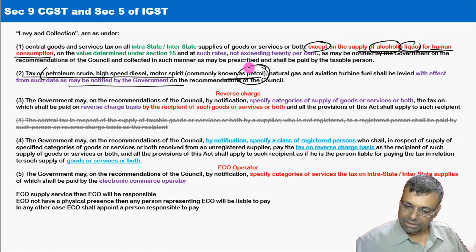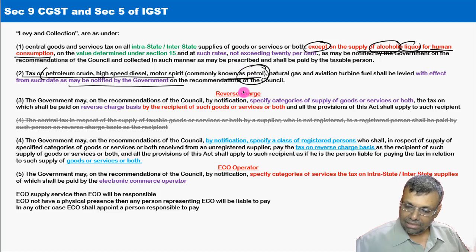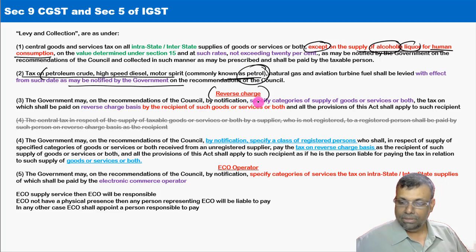Now friends, the basic thing to be noted is that this provision which I'm explaining to you is a replica provision in the IGST also and CGST also. So both the provisions we are revising very quickly, okay. Now then there is a concept of a reverse charge mechanism, okay. First of all friends, let me tell you what is a reverse charge mechanism.